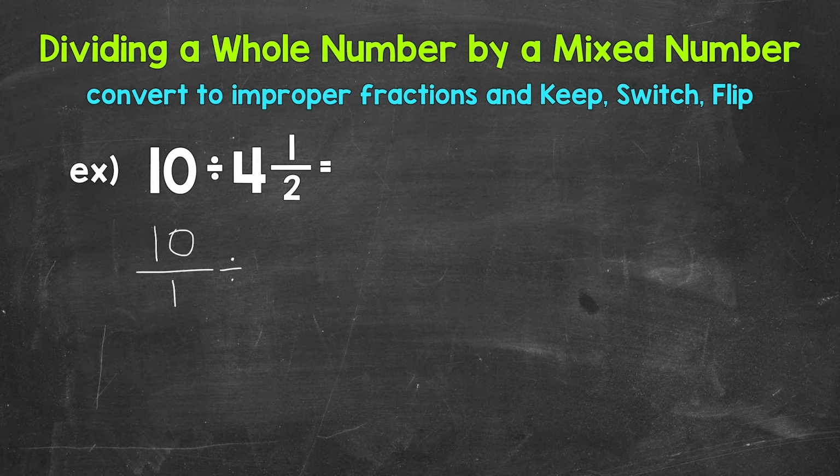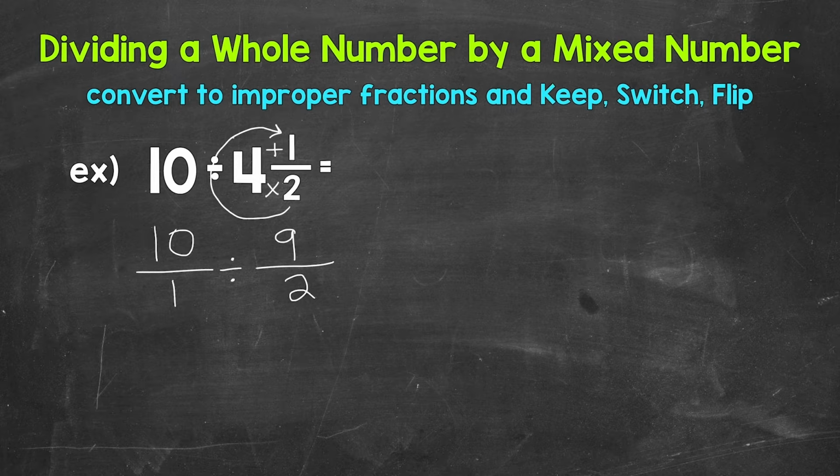Divided by, and then as far as 4 and a half, we need to convert that to an improper fraction by working our way up from the bottom. So start at the bottom and work our way up. We multiply and then add. So multiply the denominator by the whole number. So 2 times 4 is 8. And then add the numerator. 8 plus 1 is 9. That's the numerator of our improper fraction. And then keep the denominator of 2 the same. So we have 10 over 1 divided by 9 over 2.